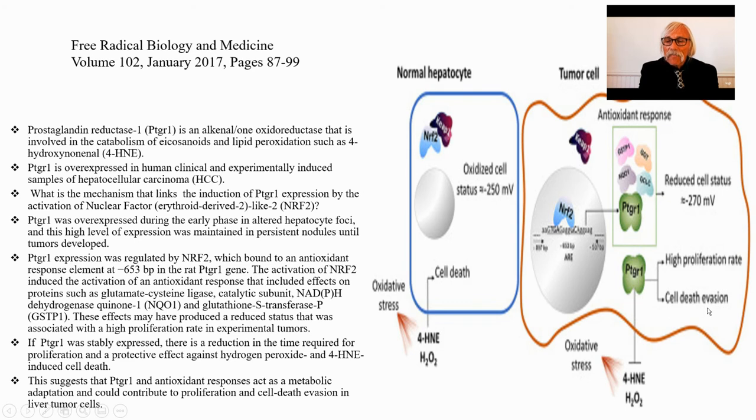And it's going to evade cell death when you have a lot of this protein transcribed from the NRF2 transcription factor. That's what this paper is talking about here. So, it suggests that PTGR1 and antioxidant responses act as a metabolic adaptation in tumor cells and can in fact contribute to proliferation and cell death evasion in those liver tumor cells.